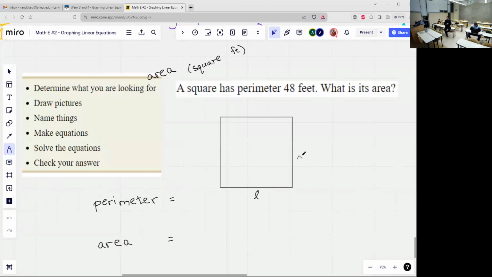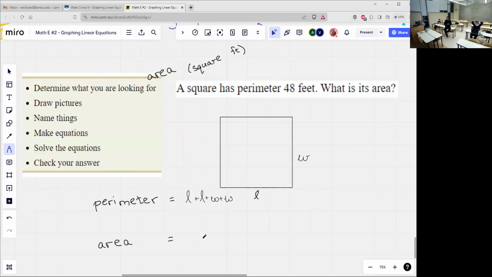Okay, so there's my length, almost a W. So what's my perimeter going to be? Perimeter is 48. Formula wise, let's just get that part first. Length plus width plus length plus width, however you want to put that.